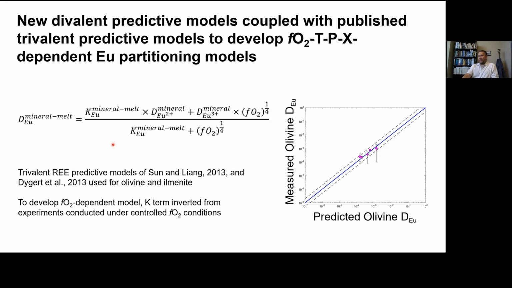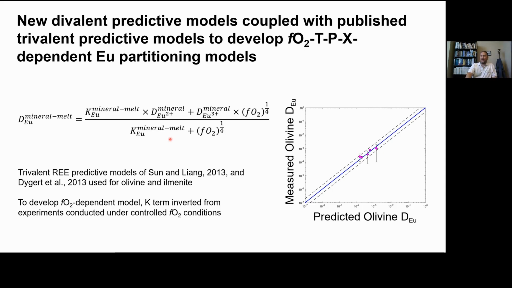Then those predictive models were implemented in equations, with the same form that we walked through the derivation of. And Jesse calculated an equilibrium constant for these phases using partition coefficients that were actually measured for olivine. Unfortunately, there weren't enough data for ilmenite for him to calculate the K term using the partitioning data, but he was able to make a reasonable assumption that is going to be accurate to first order.